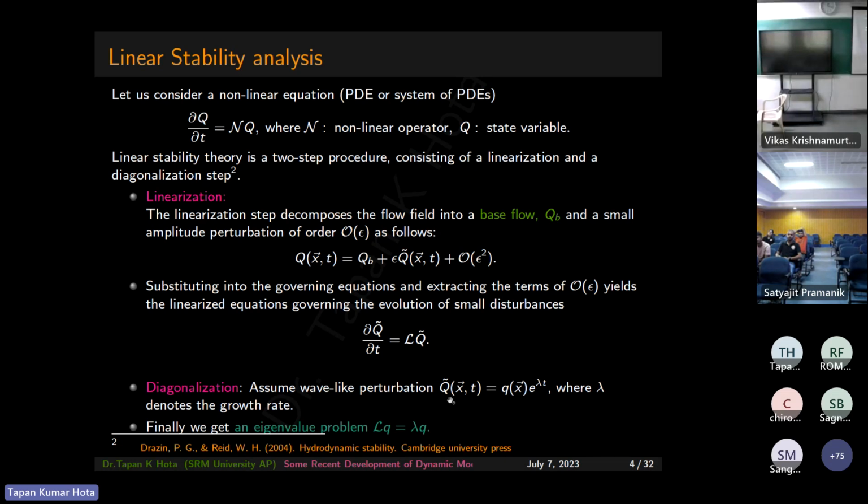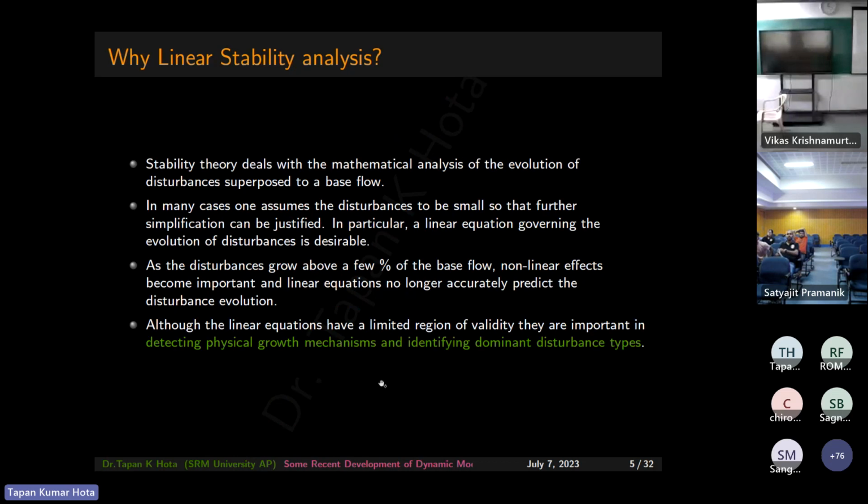Once you substitute this q tilde, the expression as small q e to the power lambda t, into the linearized equation, you will get an eigenvalue problem. Once you study this eigenvalue problem, find out the lambda and q respectively, and state whether the system is stable or unstable depending on the real part of lambda.